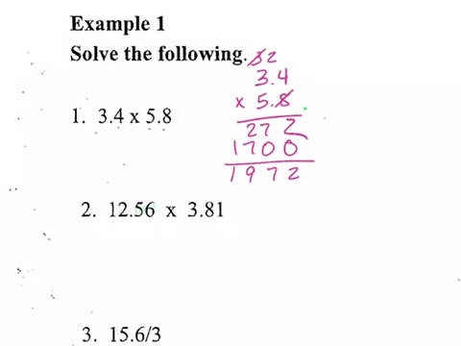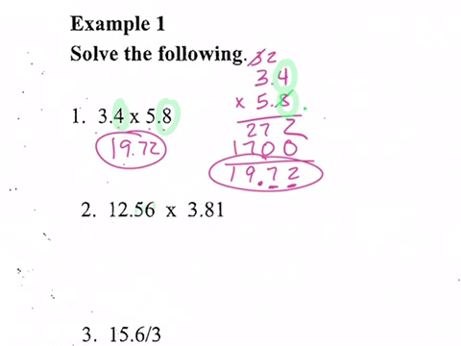So now go back up in your problem and count how many numbers behind the decimal did we have? We had 2. So that means in my answer, I want to have 2 numbers behind the decimal. 1972. So 19.72 is my answer. How did you get that?